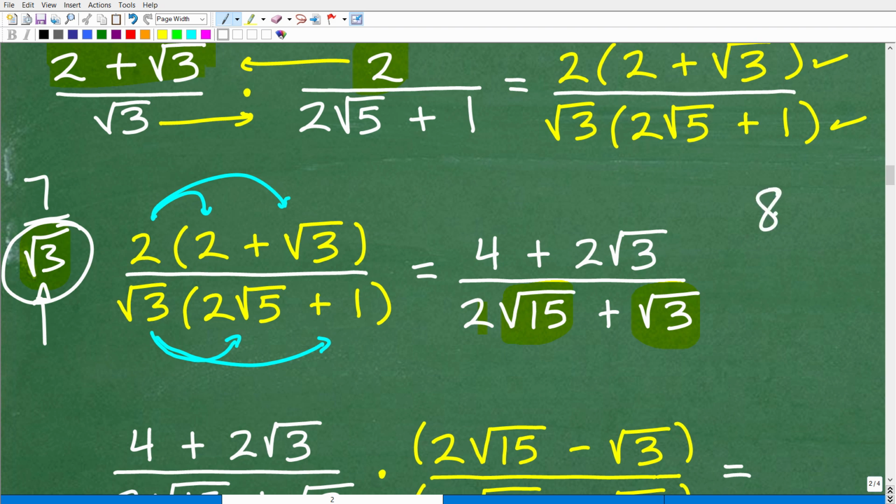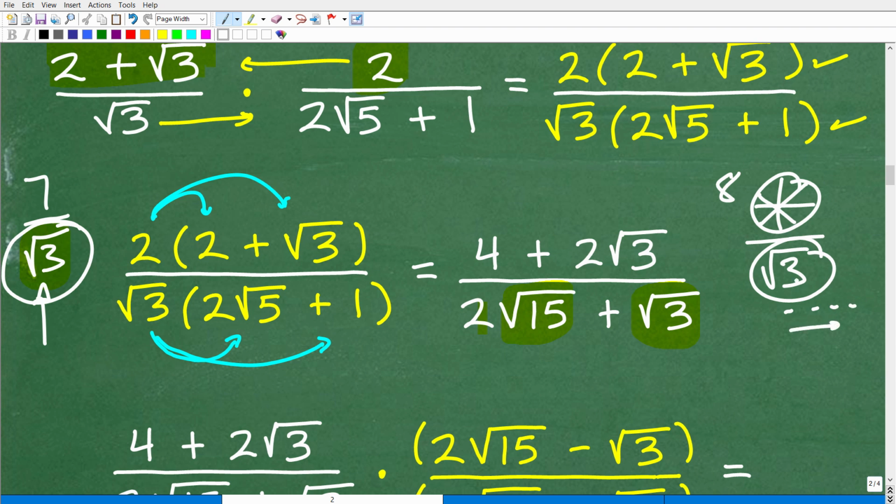Just to make this really clear, let's say you had a pizza with 8 pizza slices in it. Let's do it this way: 1, 2, 3, 4, 5, 6, 7, 8. There's our pizza, 8 slices, and we wanted to divide that by the square root of 3. Well, the square root of 3 is an irrational number. It's a non-terminating, non-repeating decimal. It goes on and on and on forever. So it doesn't make sense. How can we divide this number by a number that never stops and never repeats itself? That's why we don't like to leave an irrational number in the denominator.